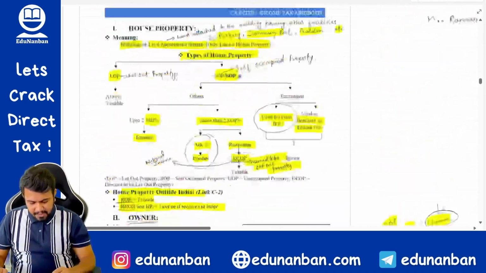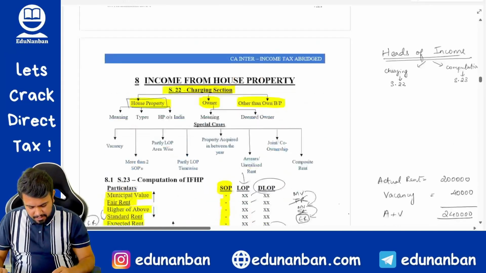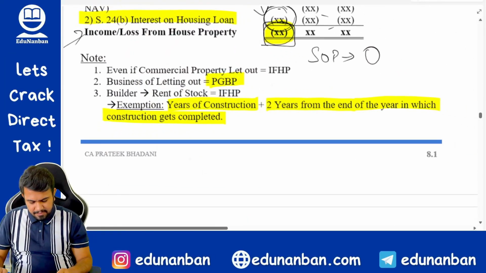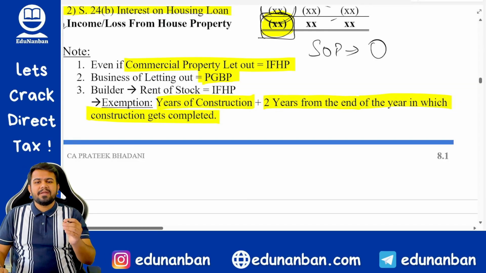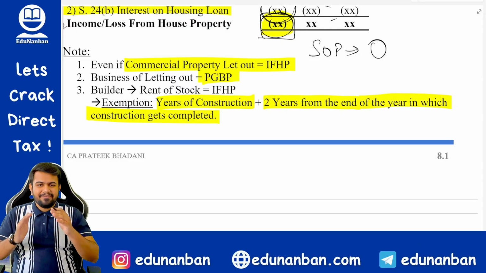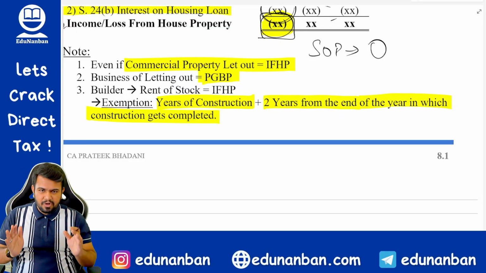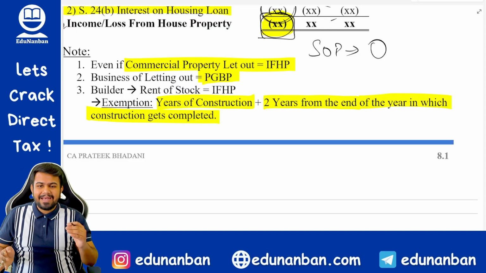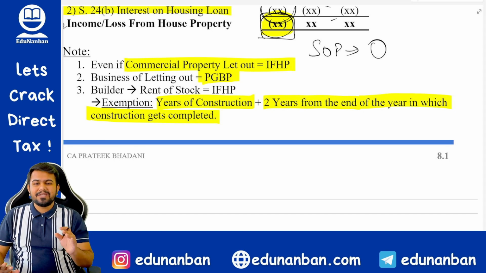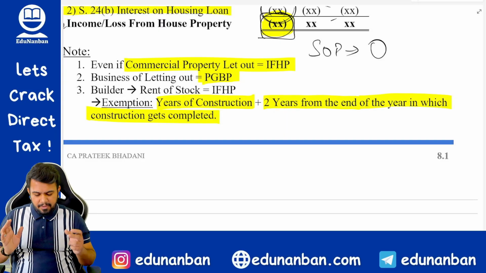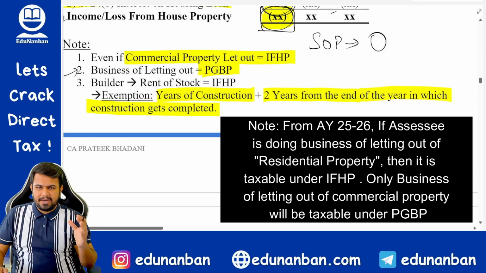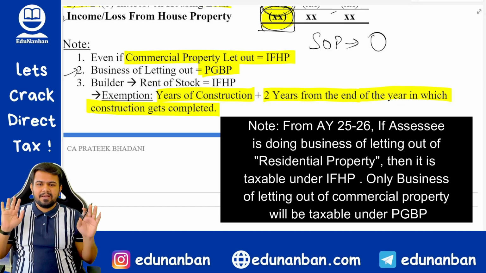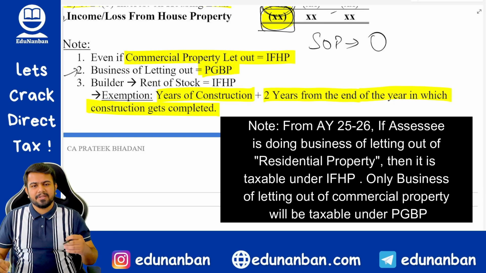Very simple. Now let us discuss a couple more points. Sir, what if I give commercial property on rent? Is that also covered under house property? Answer is yes. So if I am having a house and if I am giving on rent, that is also house property. If I am having a shop and if I am giving that shop on rent, that is also income from house property. So it does not differentiate between commercial property and residential property. Next, sir, if I am doing the business of giving property on rent, in such case, there will not be any income from house property. You have to see PGBP chapter. This I told you before itself.